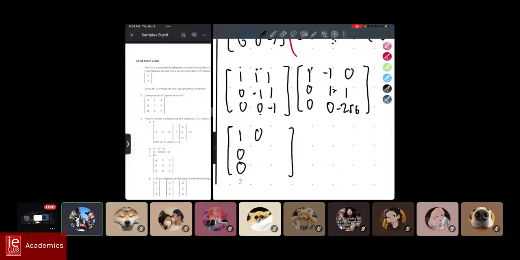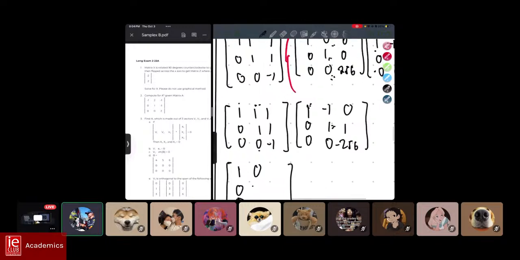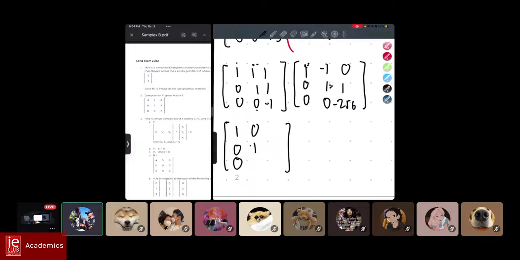Second column times second row is negative, second column times second row is 1. Dot pala yan. I almost confused myself. And then second column times third row is just 0.